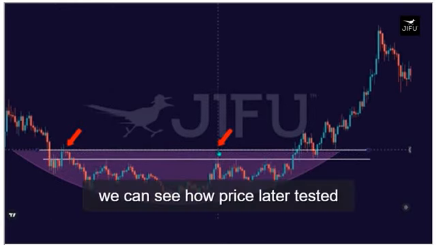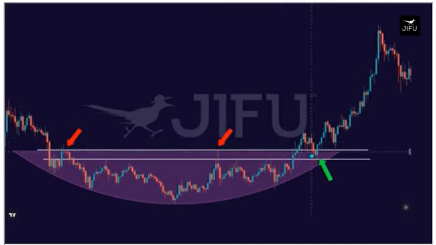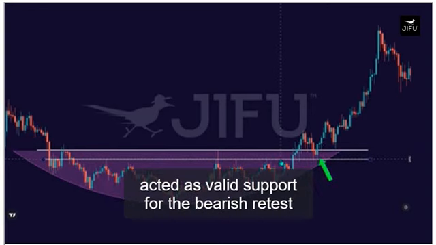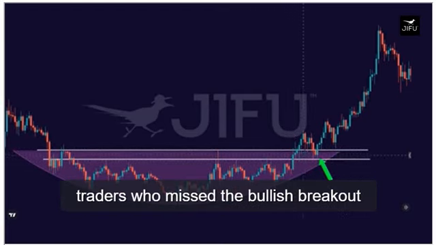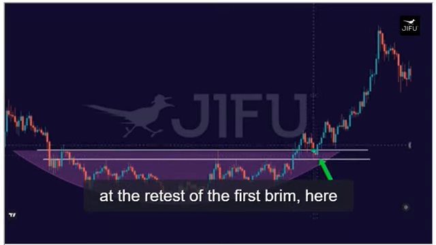We can see how price later tested the second and first brim of this chart pattern. The first brim, support, at 0.3771 acted as valid support for the bearish retest after the bullish breakout. Traders who missed the bullish breakout of the second brim were given a second chance at the retest of the first brim here.